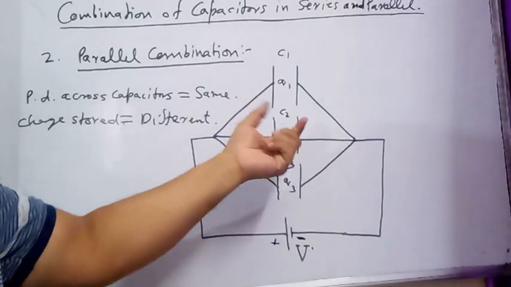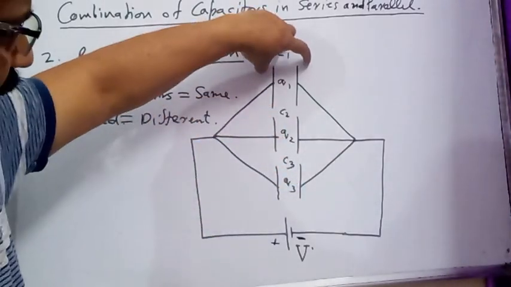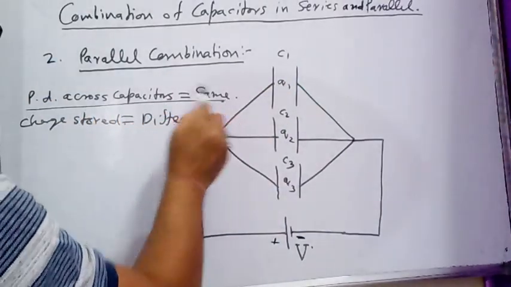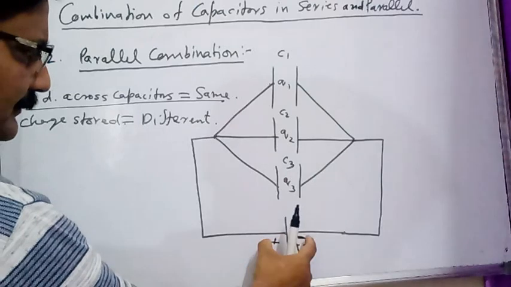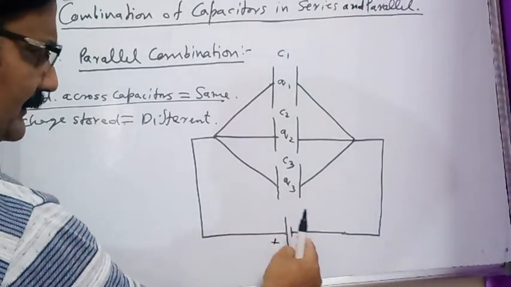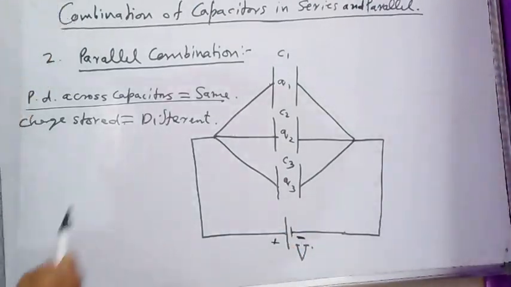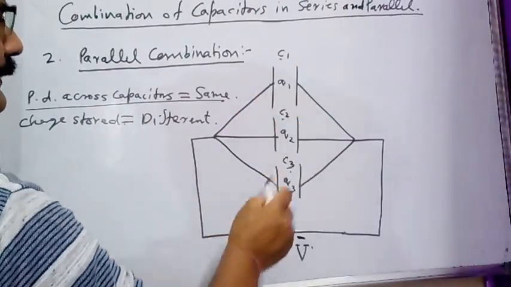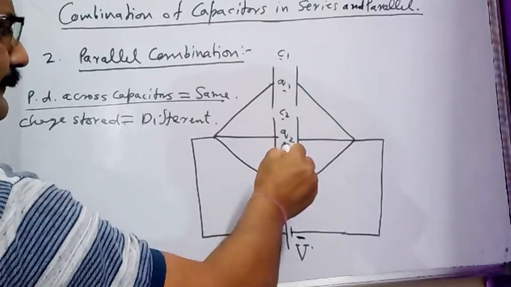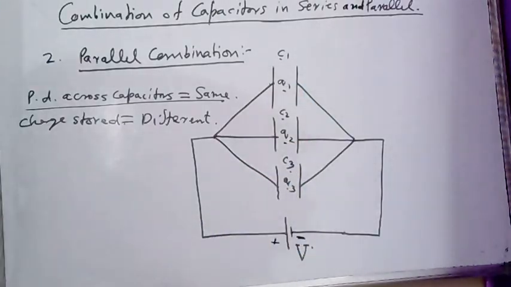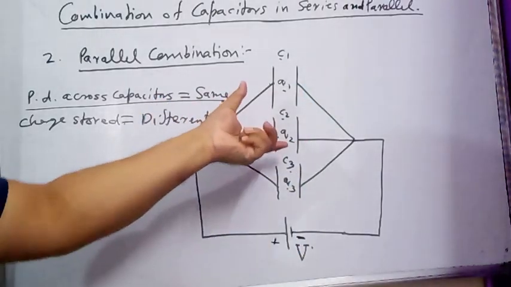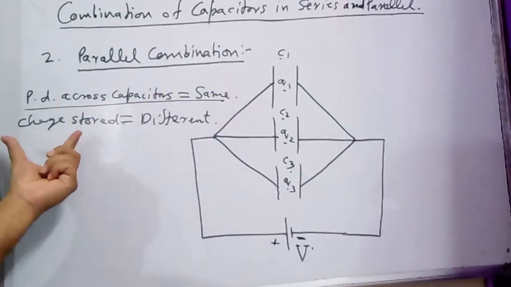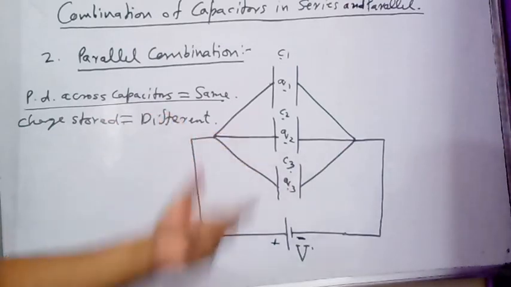Students, in this combination of the capacitors, the potential difference across capacitors remains same, as all the capacitors are connected between negative and positive terminal of the same battery or the cell. But as the capacity of the capacitors is different, they can store different amount of charges. So in this combination or grouping of capacitors, potential difference remains same, but charge stored by the capacitor is different.